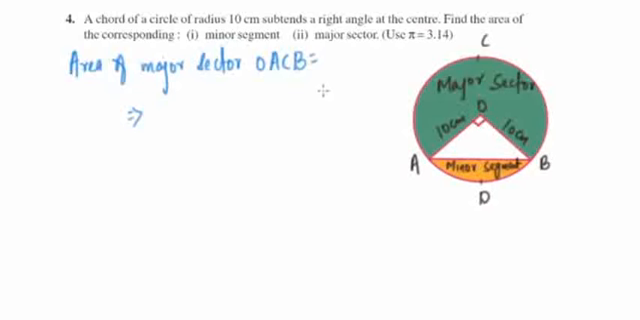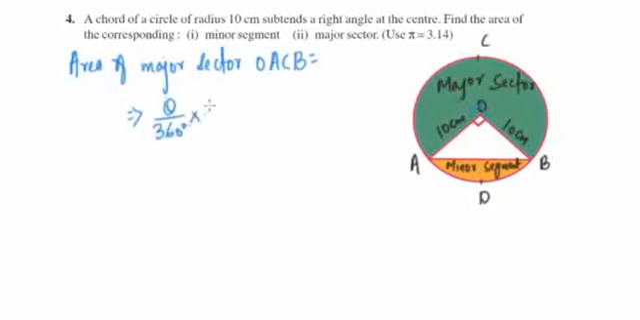Question 4 of this exercise says a chord of a circle of radius 10 centimeter subtends a right angle at the center. Find the area of the corresponding minor segment and major sector. Use pi equal to 3.14. So let's find the area of the major sector first of all, that is OACB. And if this angle is 90 degrees, which means that the angle is basically 360 minus 90, which is the same as 270 degrees.